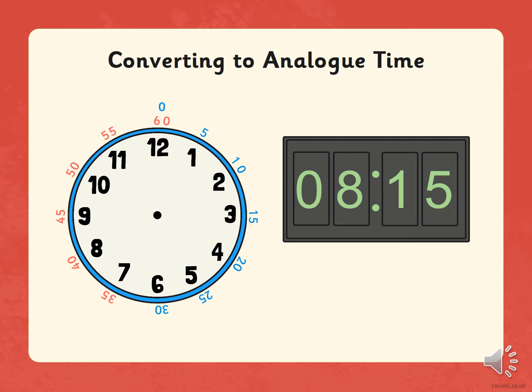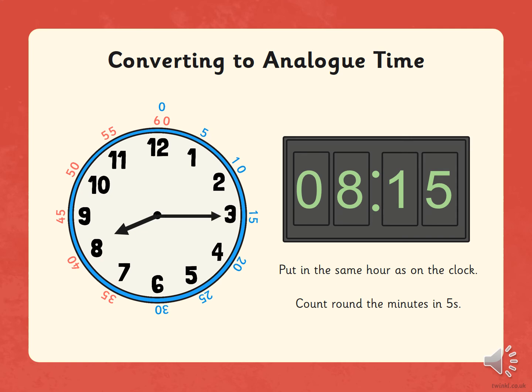Now let's go the other way. Let's convert from digital time to analog time. So first we need to look at the first number on the digital clock, which is the 8. Let's click on the number 8. Now we need to count round in fives. 0, 5, 10, 15. Now, if you look, our clock says 8:15. So if I click on the 3 or the 15, then the time shows 8:15 on the analog clock, the same as on the digital clock.